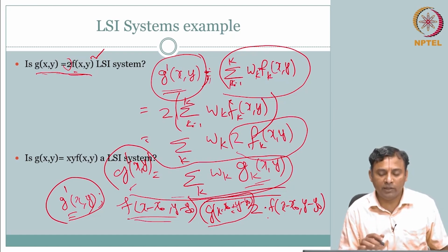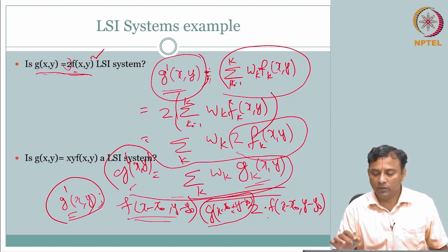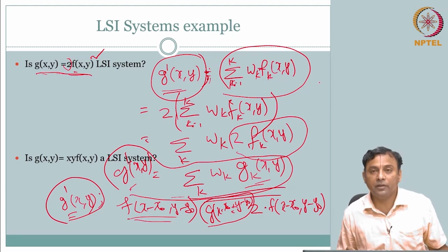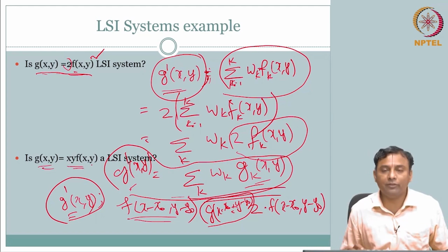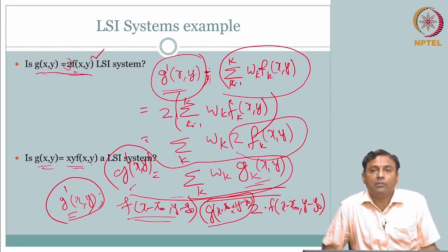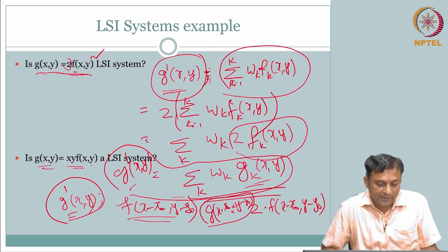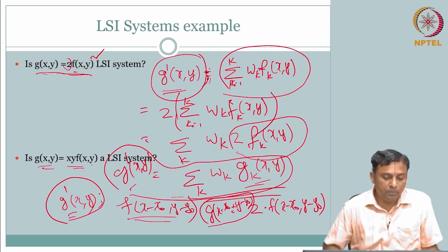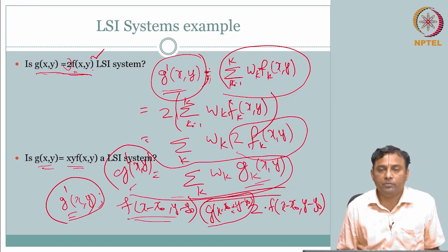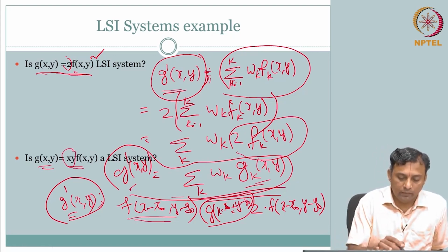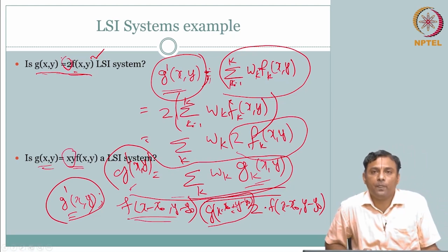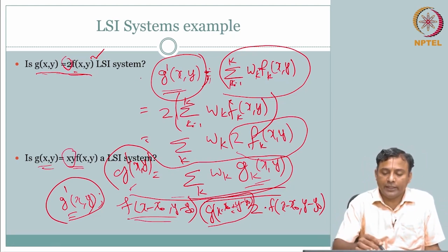Again, now we can eyeball, but with some steps written already. So g of x comma y is equal to xy times f of x comma y. Is this a linear shift invariant system? Looking at it, you can quickly see the similarity between this problem and the previous problem. If you recognize xy to be 2, pretty much you can follow the same steps.